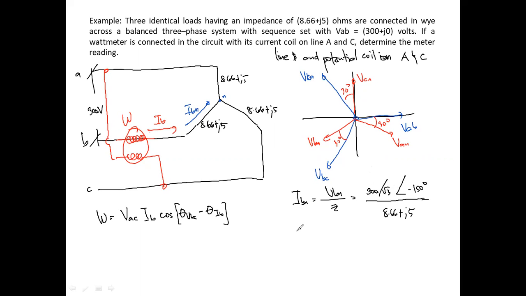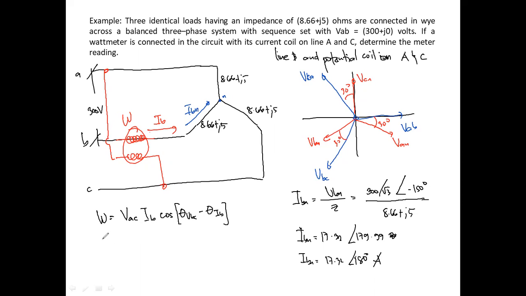So IBN then would be 300 over square root of 3, angle negative 150, divided by 17.32 angle 179.99, or shall we say 17.32 angle 180. Okay, unit in ampere.